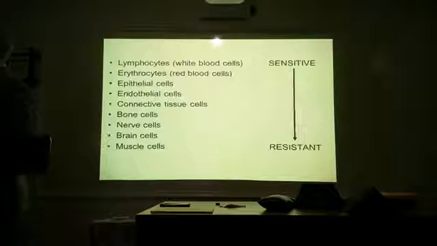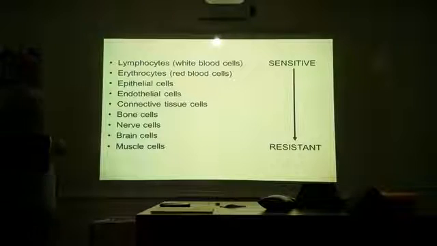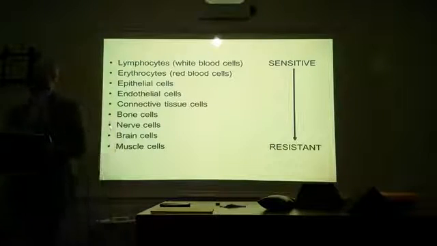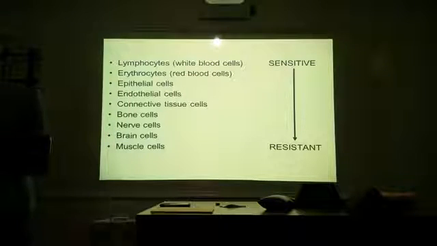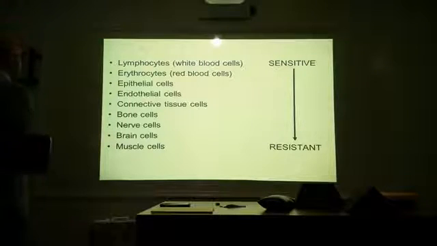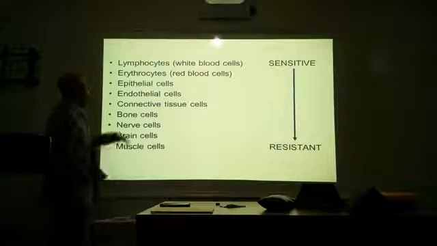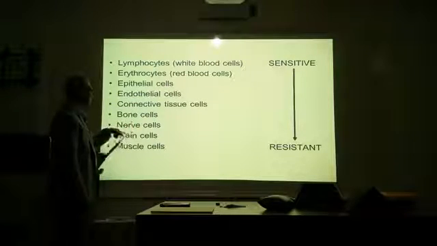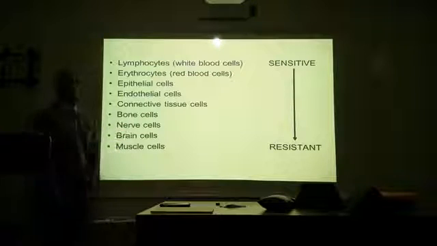So based on what we just talked about here, this is what it looks like. Your white blood cells and your red blood cells are going to be the most sensitive. And then you've got your intermediate, and then the most resistant are going to be your bone cells, your nerve cells, and your brain cells, and then your muscle cells.